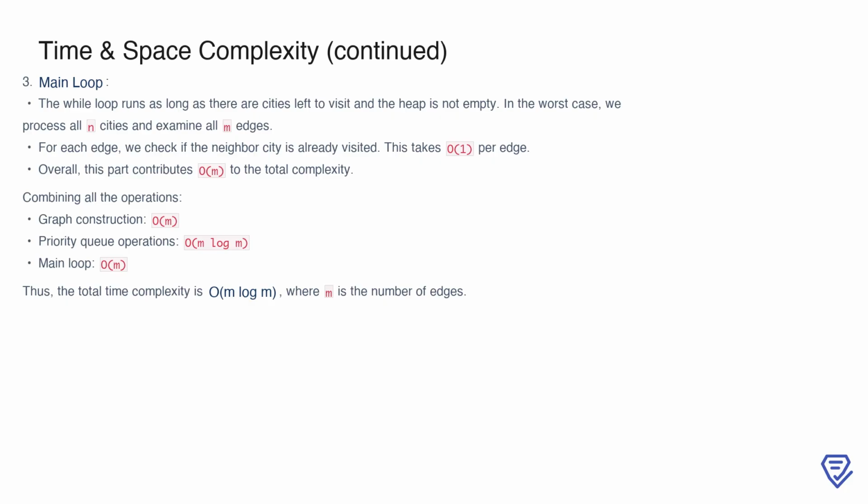When we sum up the contributions of the graph construction, priority queue operations, and the main loop, we get O(m) for graph construction, O(m log m) for the heap operations, and another O(m) from the main loop. Combining these, the total time complexity of the solution is O(m log m), where m is the number of edges. This logarithmic factor comes from the heap operations, which dominate the overall runtime.